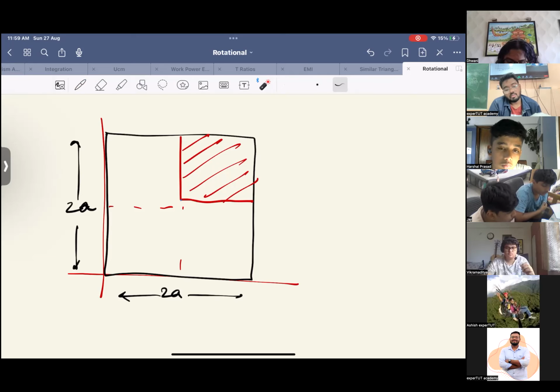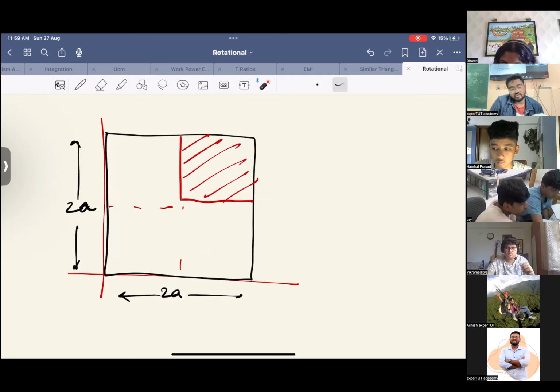Question 11. Find out yourself. I'm giving you some time. A smooth wedge is fitted in a chamber hanging from a fixed ceiling.